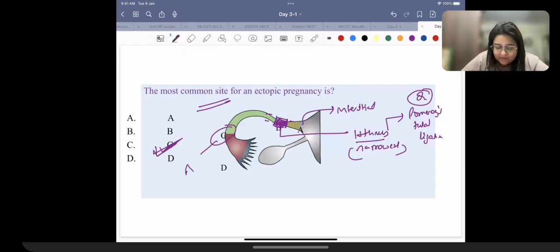Okay, this is the ampulla. C is the ampulla and D is the fimbrial end or the infundibular end.